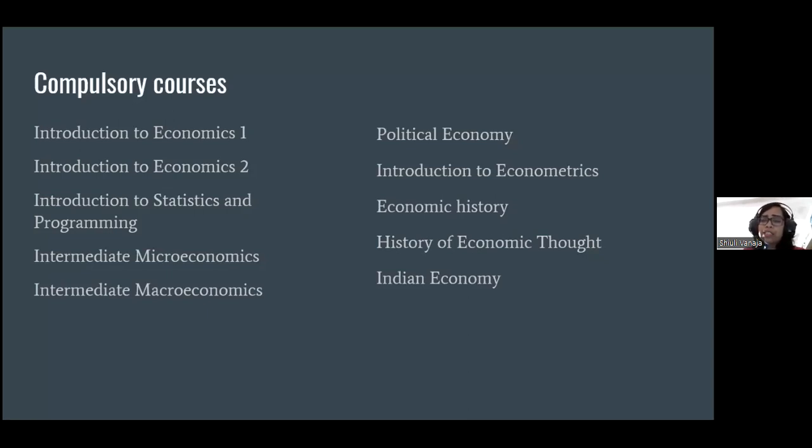And then Indian economy is also a compulsory course. It tells you again about different things which have happened in the economic history of India, and also how planning has happened, how we have thought of economic development, what sort of steps we have taken after independence, and so on.